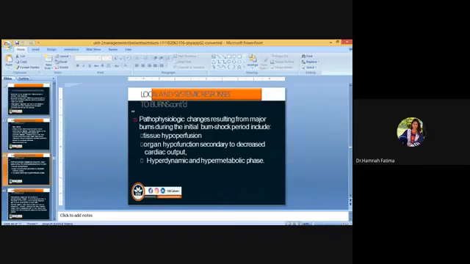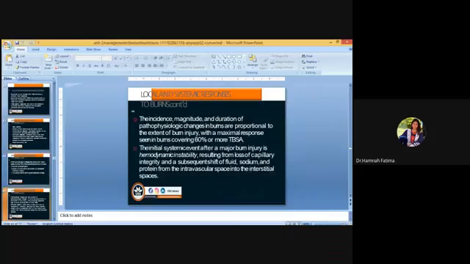Pathophysiological changes resulting from major burns during the initial burn shock period include tissue hypoperfusion, organ hypoperfusion secondary to decreased cardiac output, hyperdynamic and hypermetabolic phase. Because in burns, metabolic rate is increased, energy expenditure is increased, right? So, in severe burns, some 7,000 kilocalories may be expended. बॉडी के जो ग्लाइकोजन स्टोरेज एंड फैट स्टोरेज हैं वो यूटिलाइज होना शुरू हो जाते हैं जिसकी वजह से पेशेंट कैटास्ट्रॉफिक स्टेट में जाता है.